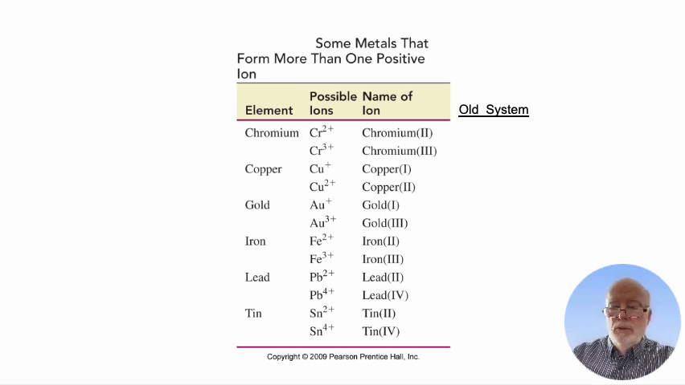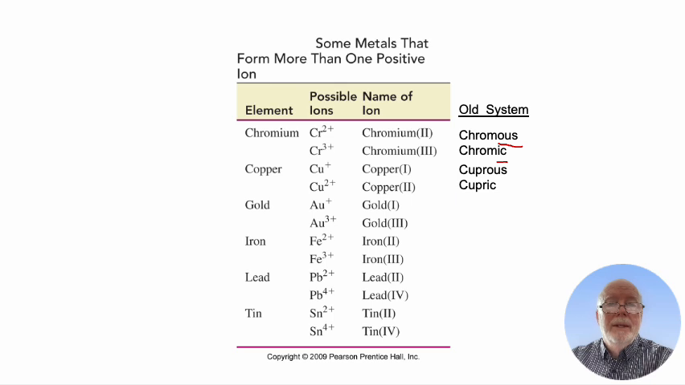Now, we also have an older system where we use the suffixes OUS and IC. So OUS is always the higher. So IC here is the lower and OUS is the higher value. Now that's fine for chromium. You know there's positive 2 and positive 3. But for copper, cuprous and cupric, the numbers are different. So you have to be careful.